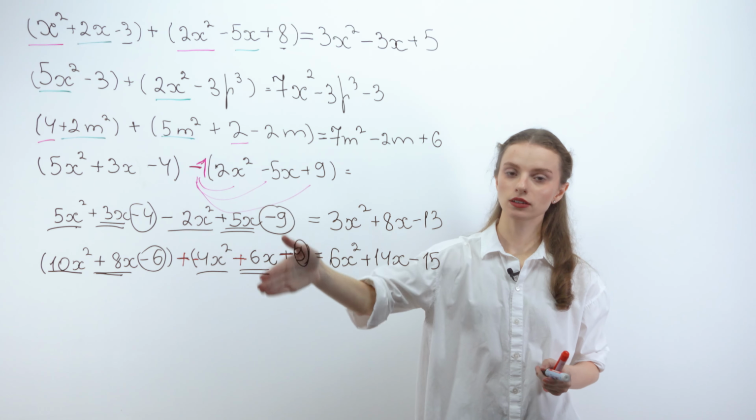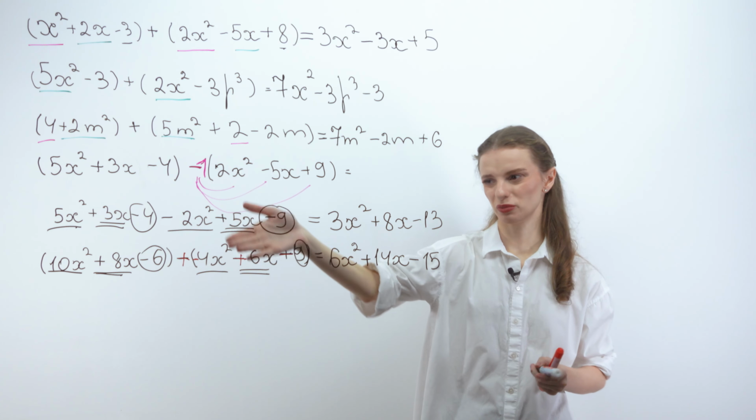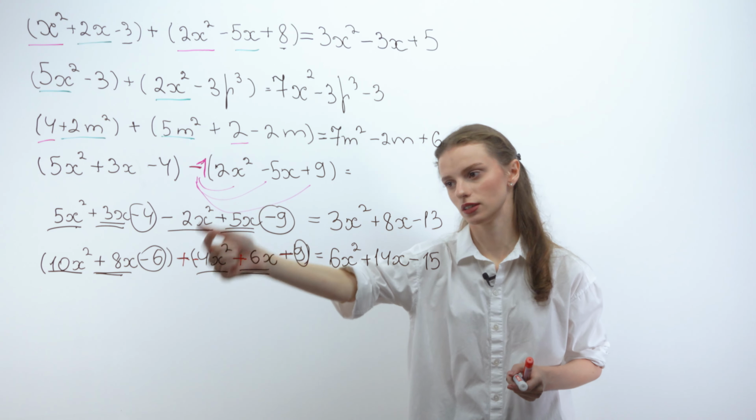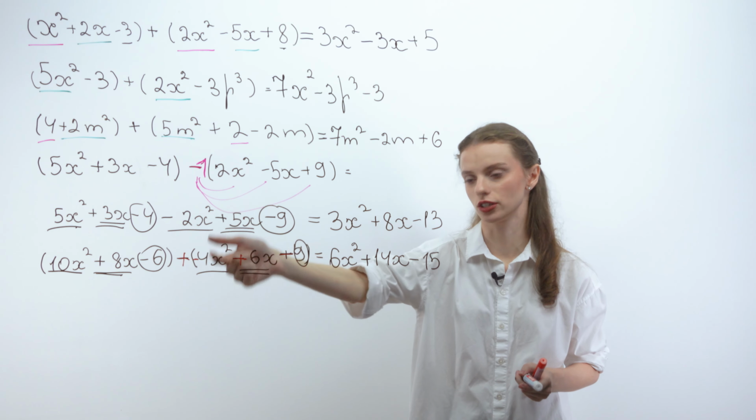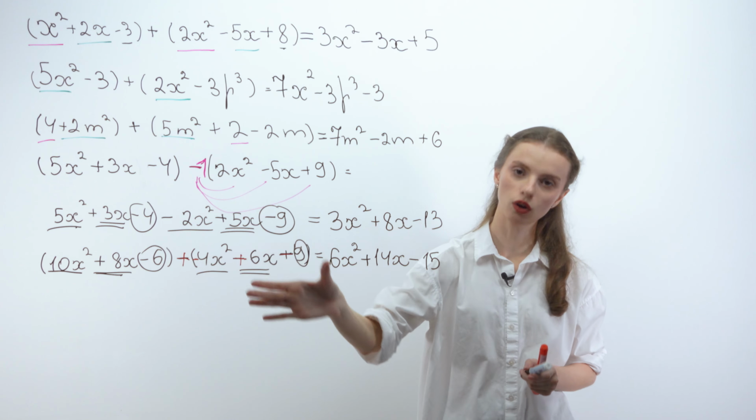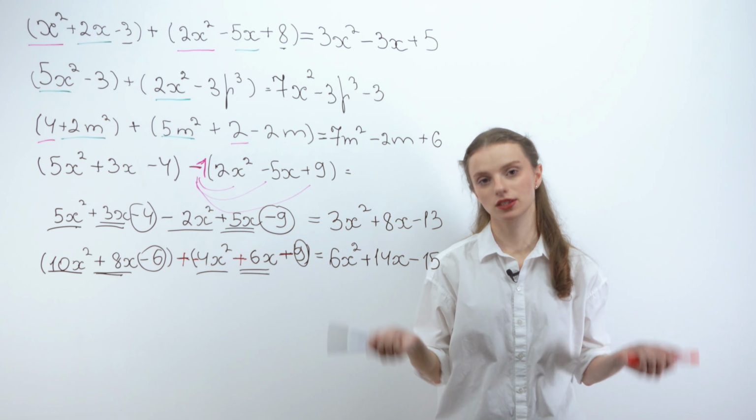You can use either of the method that I showed you. I prefer using the second one. If I see a negative in front of it, I change it into a positive, and then I switch all the signs within the parentheses. Let's do the next example.